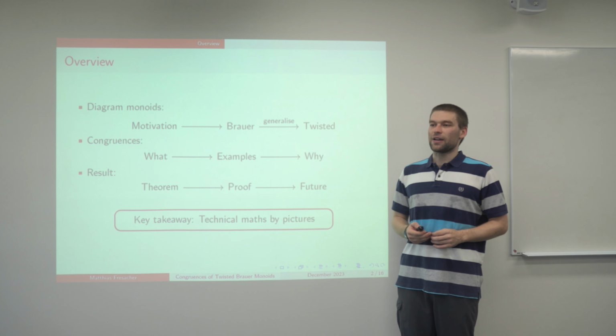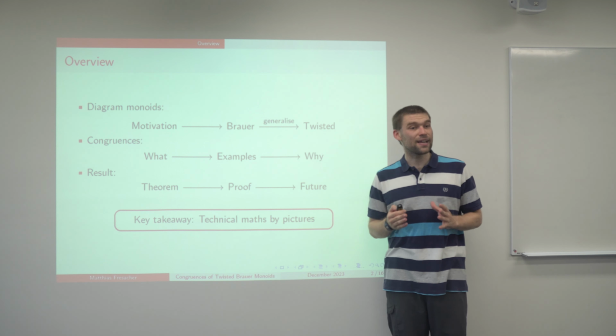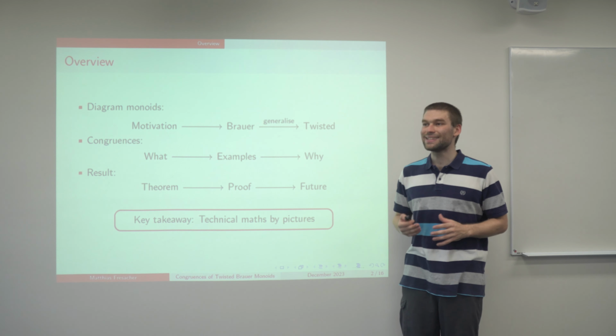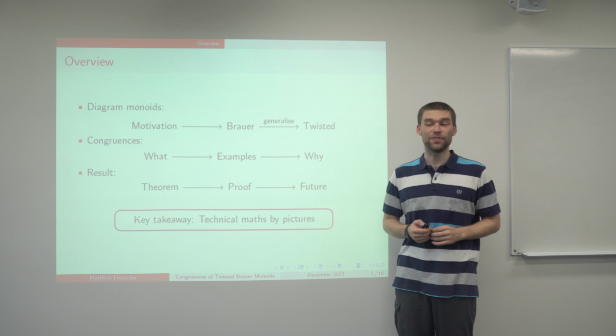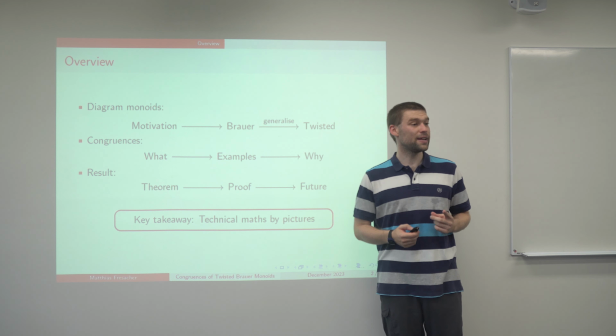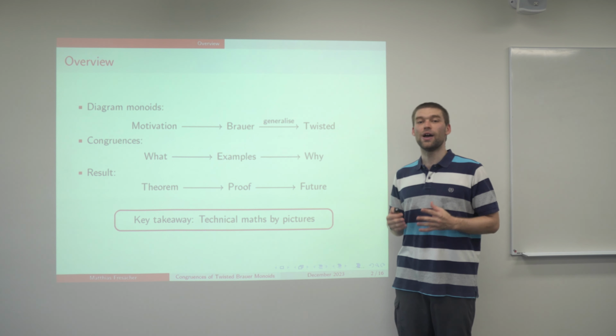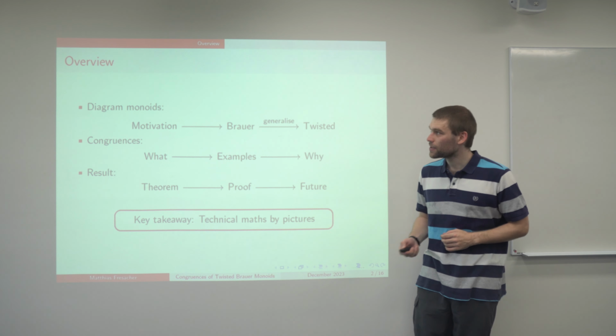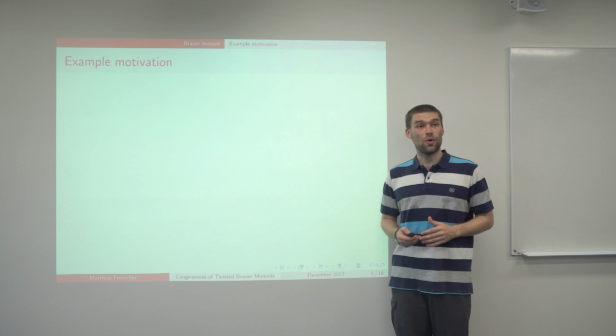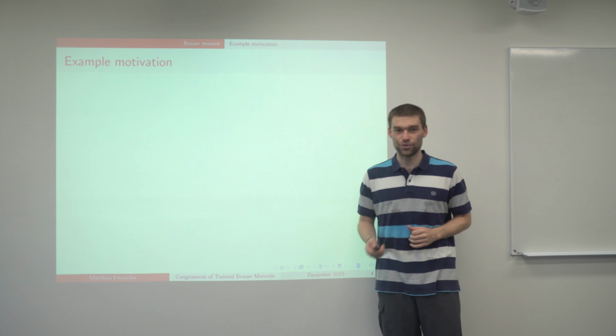The key takeaway I'd like you to have from today's talk is that the technical maths results I'll be presenting can be thought of as being done by pictures. And this is going to be done on two levels, one at the diagram level and two at the congruence level. So let's get into it with the Brauer monoid and an example use case.